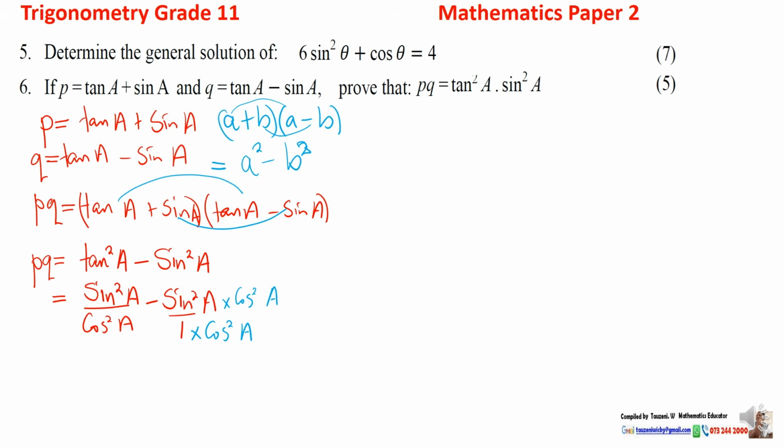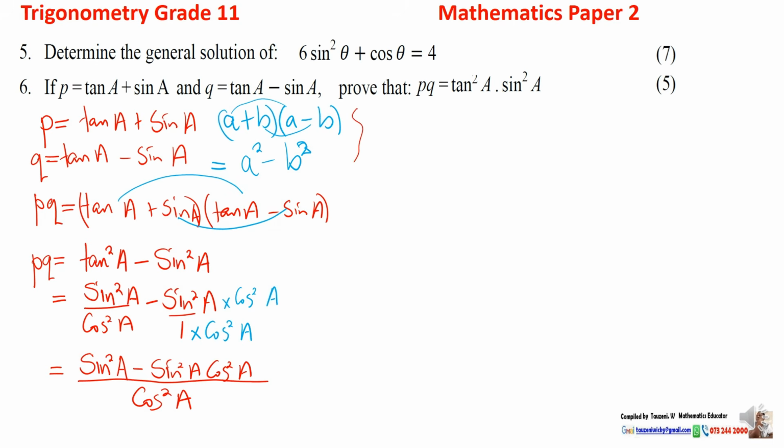So in my expression, I'm going to multiply one fraction by cos squared A so that the denominators are exactly the same. Then going forward, sine squared A minus, then the next one is sine squared A multiplied by cos squared A. This is all divided by one denominator now, which is cos squared A.